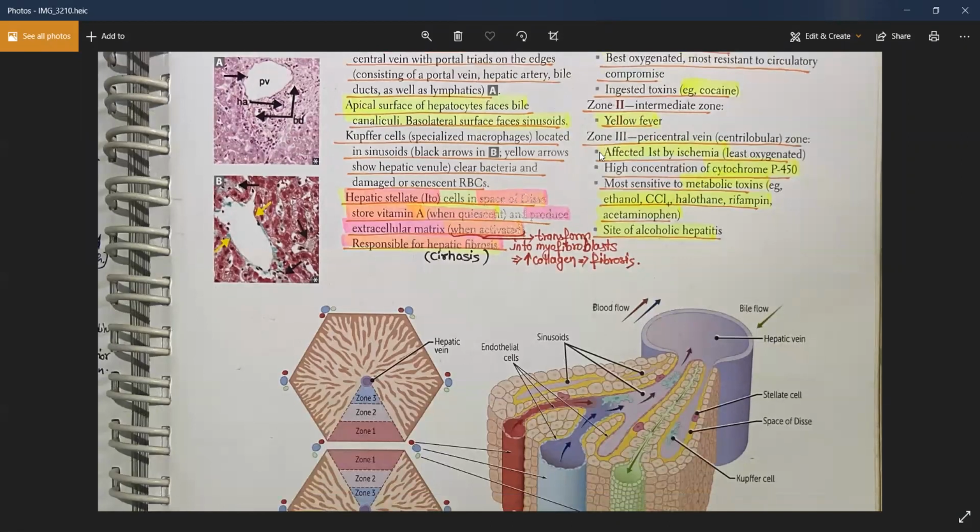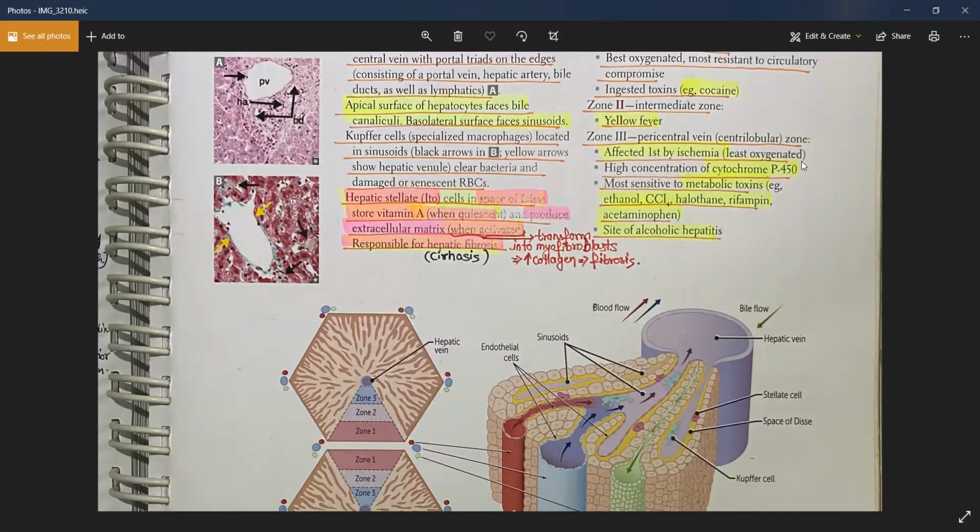Zone 3, the watershed zone, is least oxygenated, affected first by the ischemia. Highest concentration of cytochrome P450 is present here, and because of that, most of the metabolism of the toxins will happen here. Okay. When you ingest too much of the acetaminophen, you will have damage to the liver. And does anyone know how? NAPQI synthesis. Yeah. And what does NAPQI lead to? Sorry. How does NAPQI cause the liver damage?